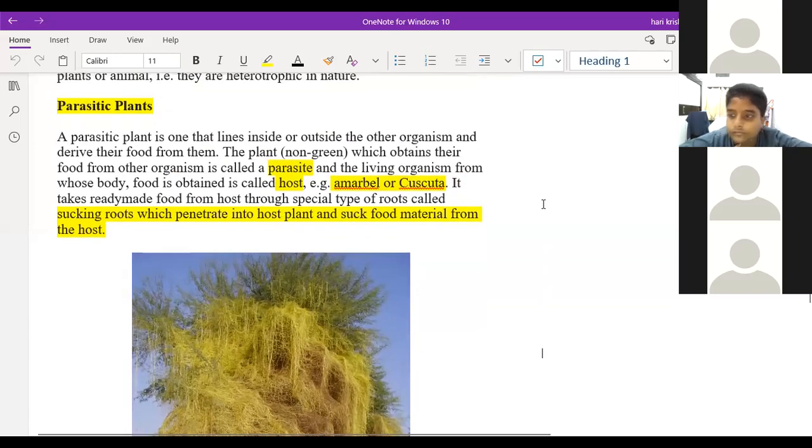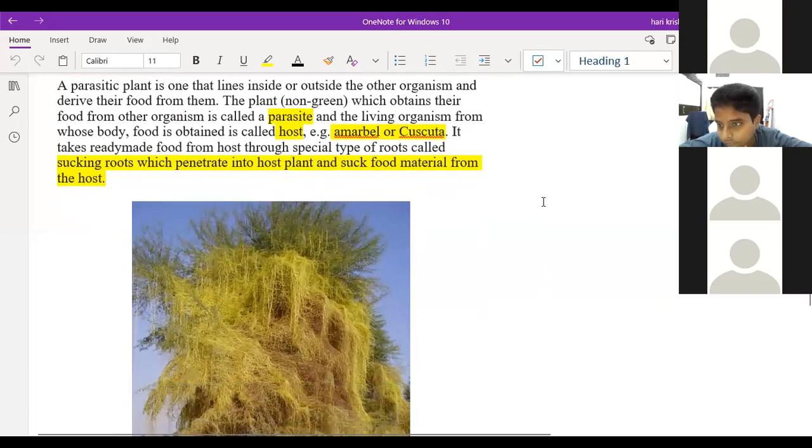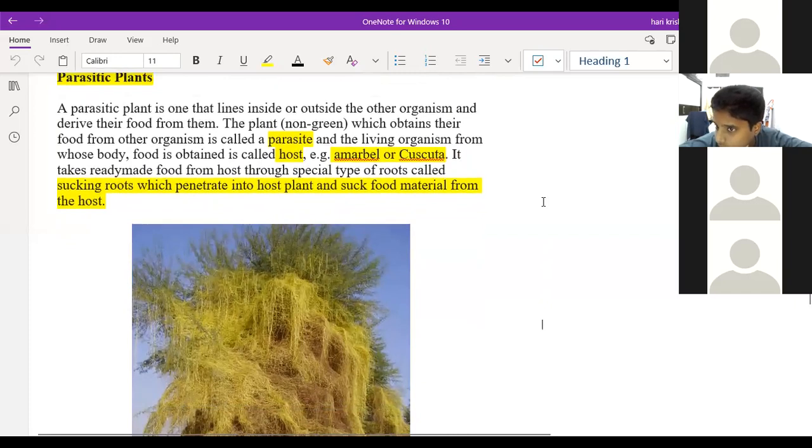Sir, can I add a point? Yeah, Harini. The partial parasitic plants only prepare their food, but then they depend on the other plants or the host for water and minerals only. And one example of a partial parasitic plant is mistletoe.